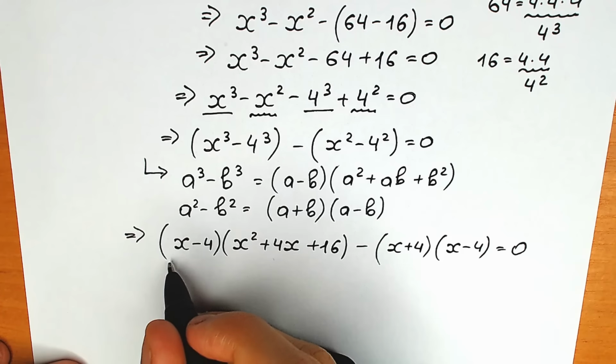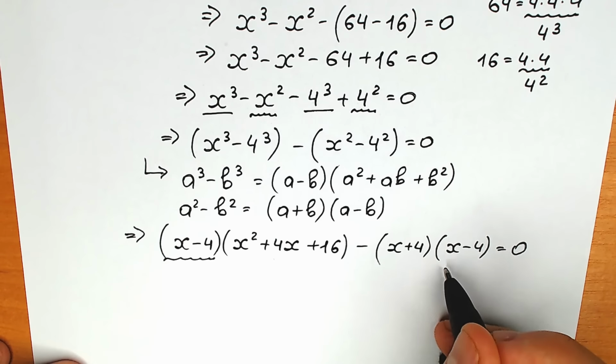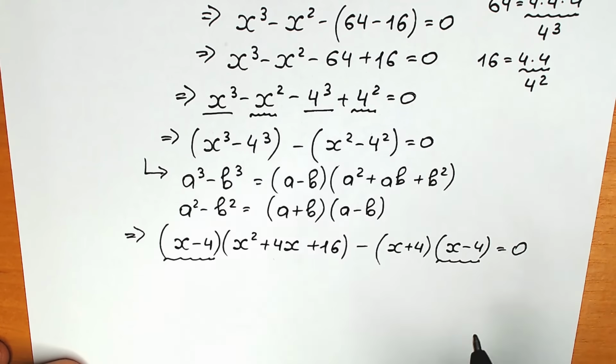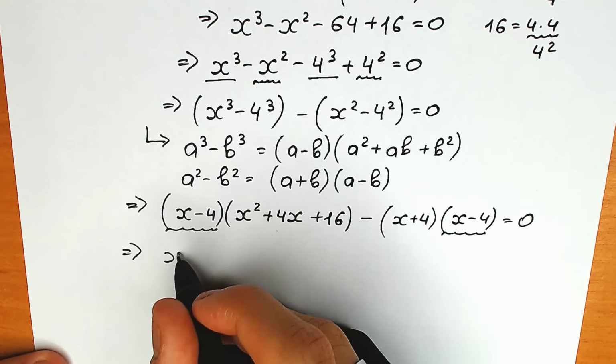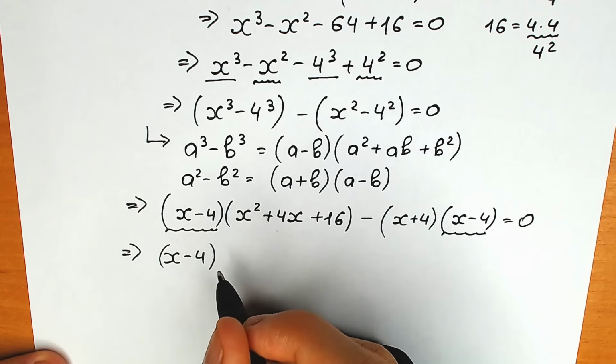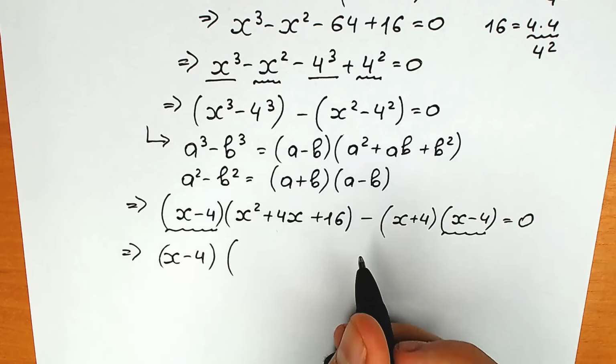Right now we have x minus 4 right here and x minus 4 right here. So we can easily factor it. We can write it in the beginning. So we have x minus 4, and in another parenthesis, what do we still have?